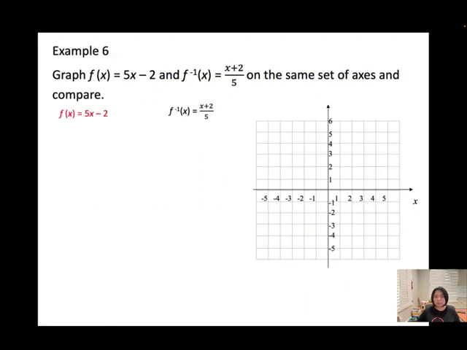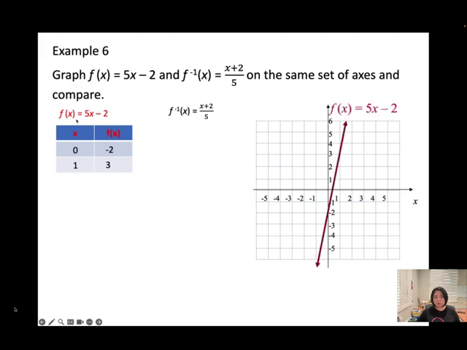Let's try this example. We have f of x, and we also have the inverse function here. So first, let's get the table for this. Plug in the points. I'm going to plug in 0 and 1. When x equals 0, I will get negative 2 here. When x equals 1, I'm going to get 3 here. So based on these two ordered pairs, I'm going to graph my f of x.